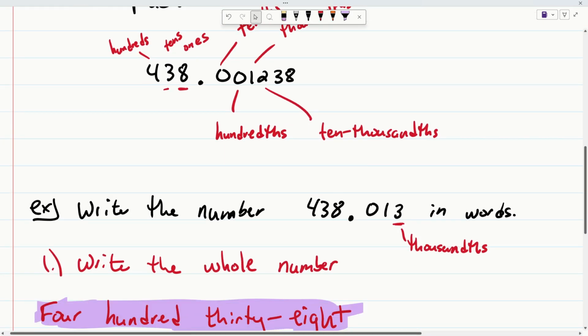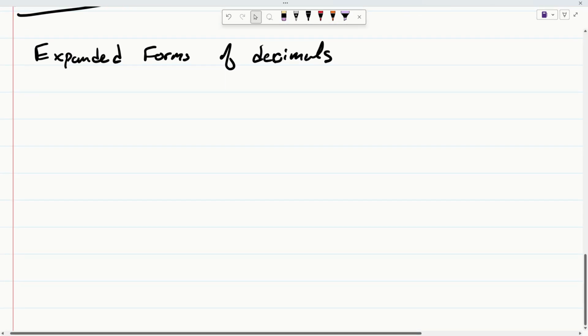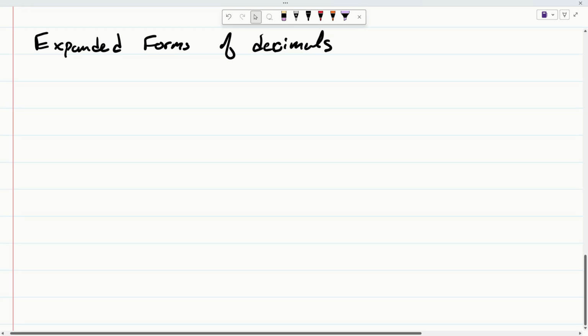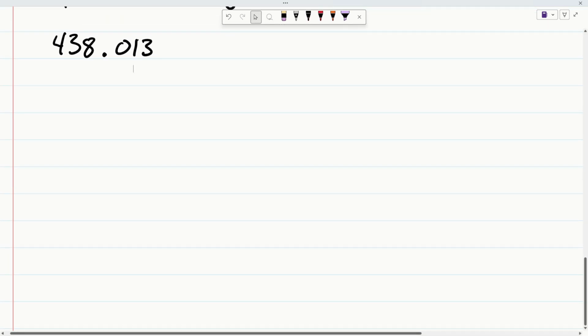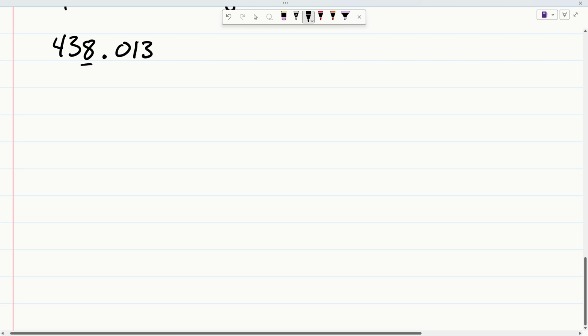So let's look at a number. In fact, let's just do the same number we've been working with, 438 and 13 thousandths. If we wanted to write this in expanded form, we're going to take this one place value at a time. So I'm going to start right here in the middle of my page. You'll see the method to my madness in a second. So here's the ones position.